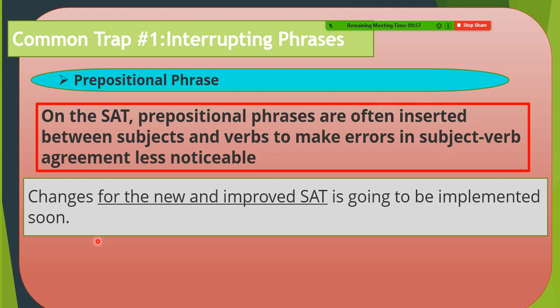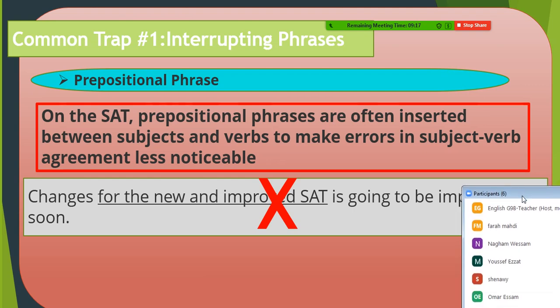Simply, do we have here an interrupting phrase or not? No, we don't have an interrupting phrase? Farah, what do you think? Do we have an interrupting phrase here? Yes, we do. Where is it? For the new and improved SAT. Yes, for the new and improved SAT. This is a prepositional phrase.